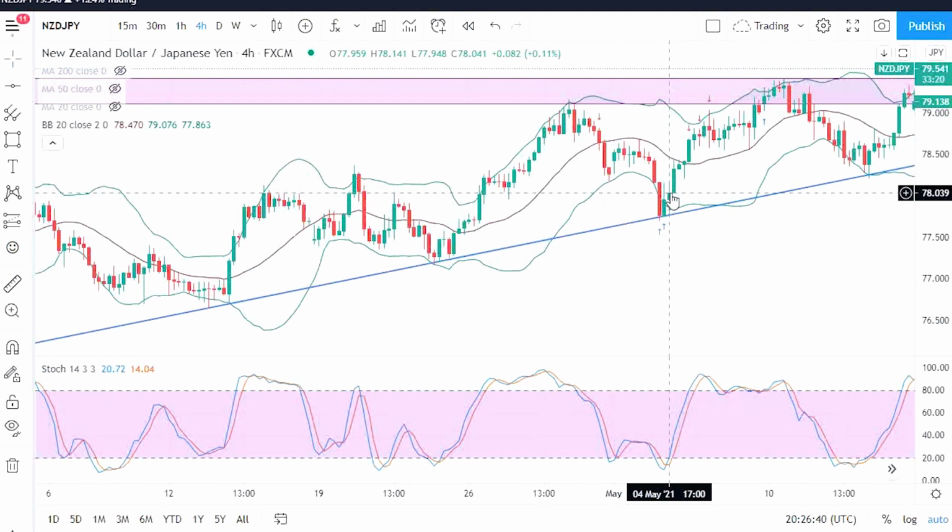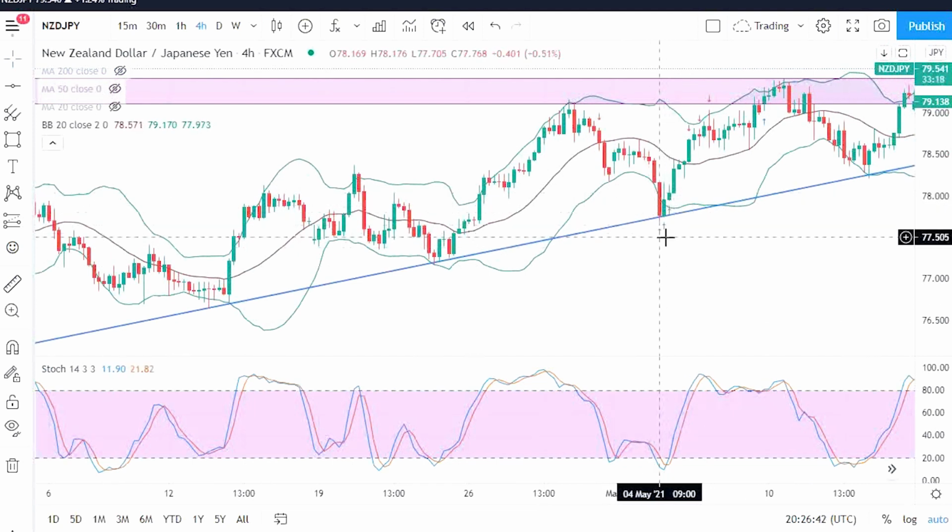Now again, we get another one here. As you can see, based on the arrows, I took this.